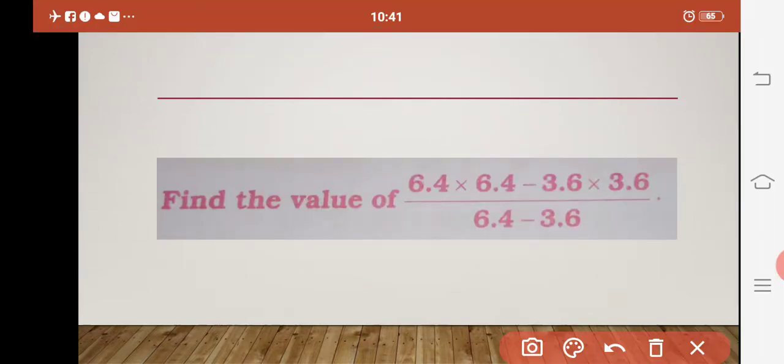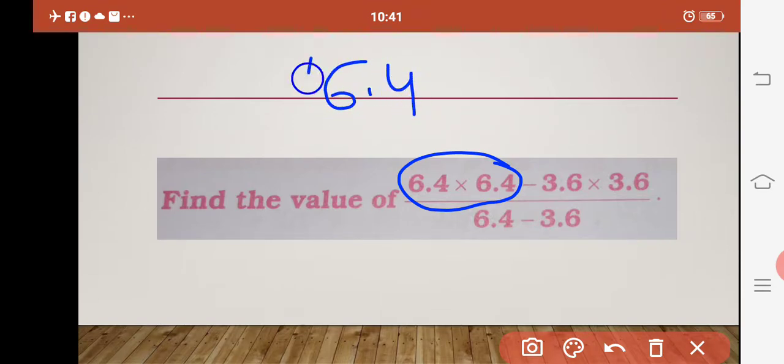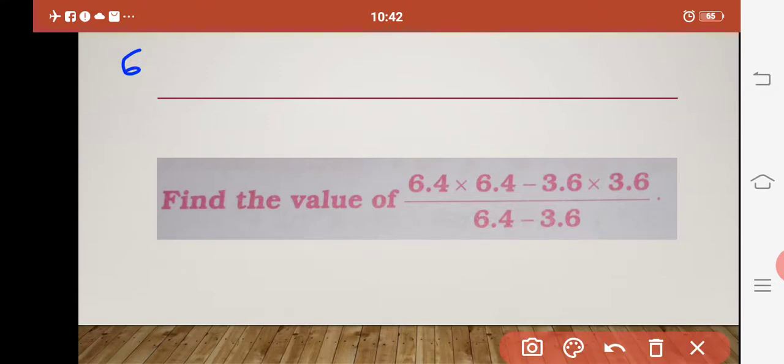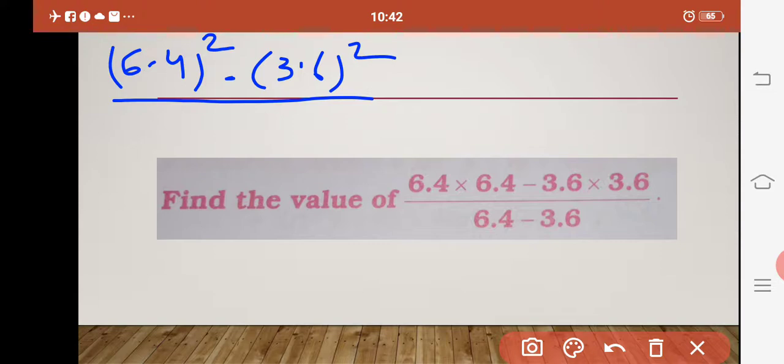The last question we are going to deal with here is to find the value of 6.4 into 6.4 minus 3.6 into 3.6, upon 6.4 minus 3.6. When a number is multiplied 2 times, that can be written as a power of 2. So this can be written as 6.4 whole square minus 3.6 whole square, upon 6.4 minus 3.6.